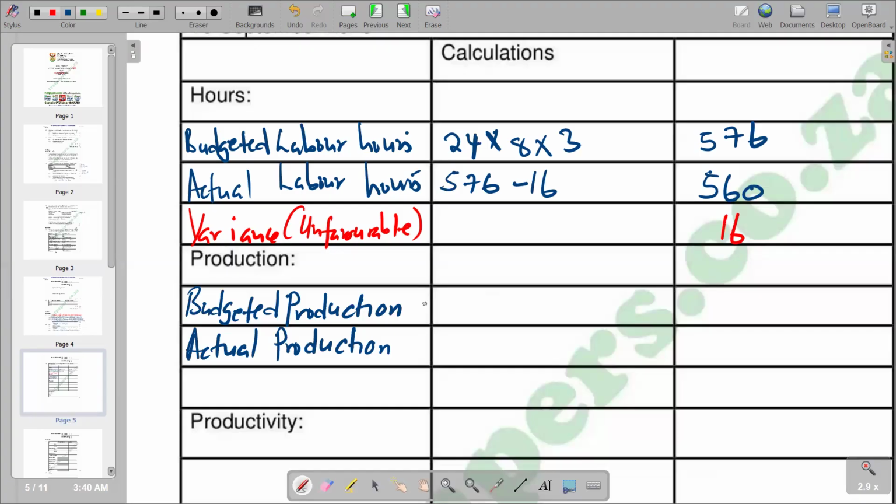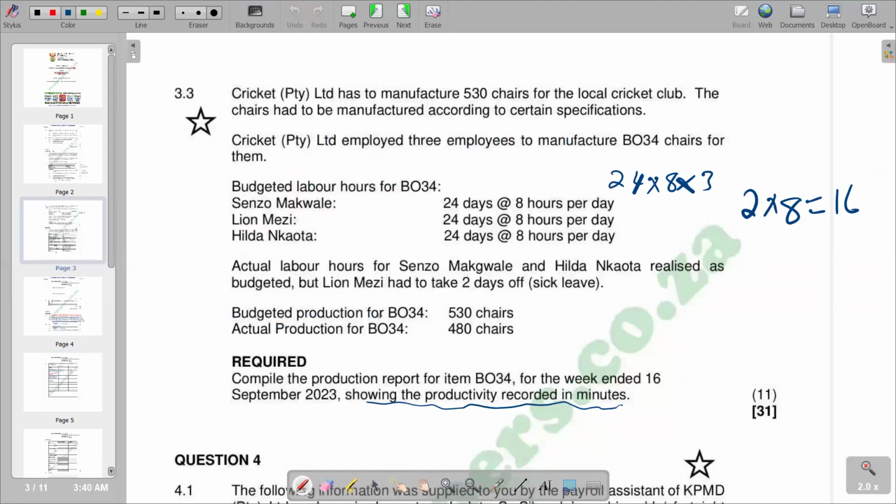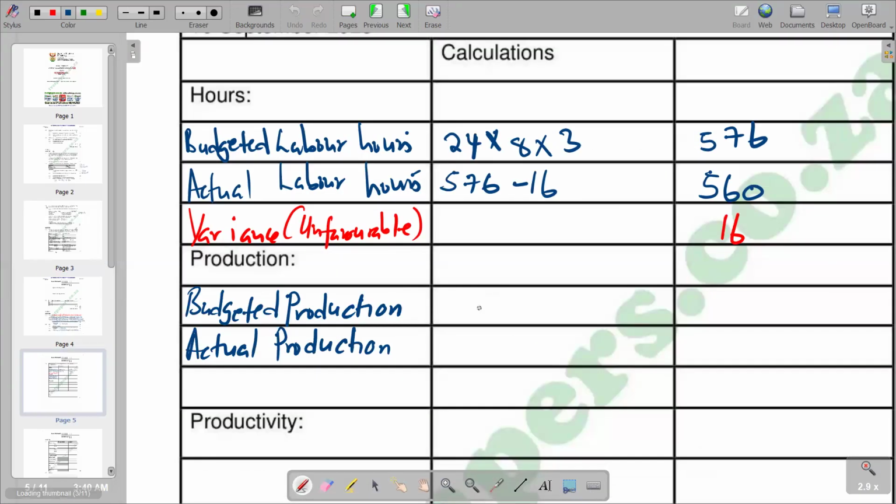So we can start with our budgeted production, whereby we go to information given, and you see that budgeted production is 530 chairs, and then actual is 480. So here we've got 530 and here we've got 480. That makes budgeted more than actual. So we produced less than we expected, which is not a favorable position. We produced less than what we expected to produce. So that's unfavorable. So by how much?